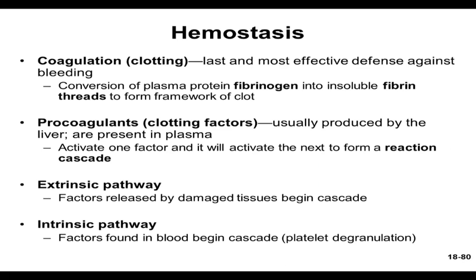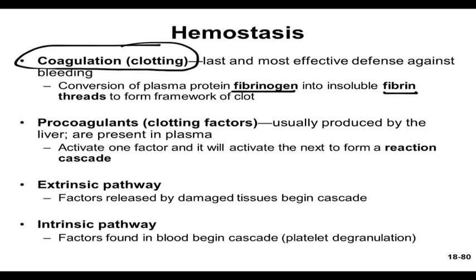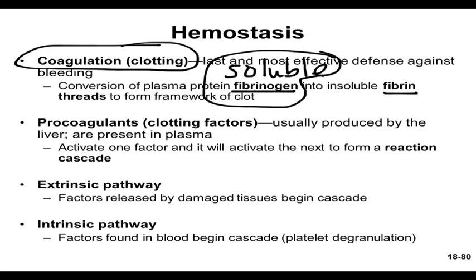The last step, and the most effective step, is the final actual clotting or coagulation. But before this happened, there was vasoconstriction and the platelet plug. And this is when the fibrinogen is converted to fibrin. So we go from a soluble protein to an insoluble protein. Fibrinogen is a soluble protein that's floating in your blood, and then that is converted to an insoluble fibrin.